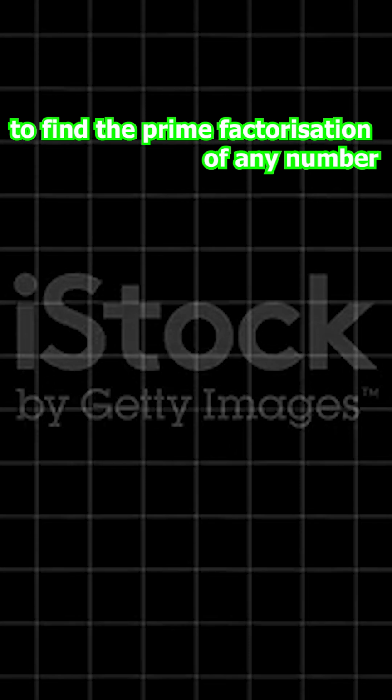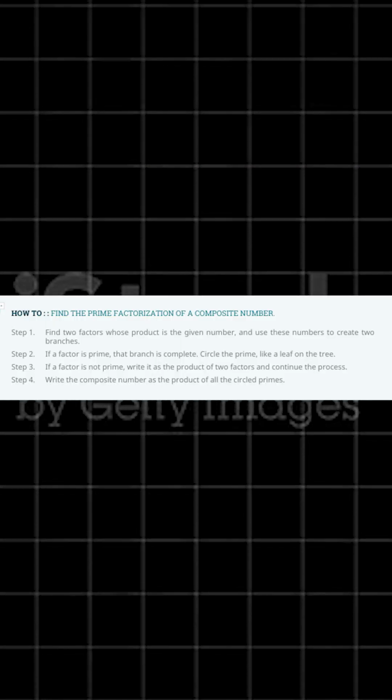Simple. To find the prime factorization of any number, all we have to do is follow these simple steps. So simply, step 1 says, find two factors whose product is the given number. Use these numbers to create two branches. For example, let's take the number 48. 48 is the product of two factors that are 2 and 24.